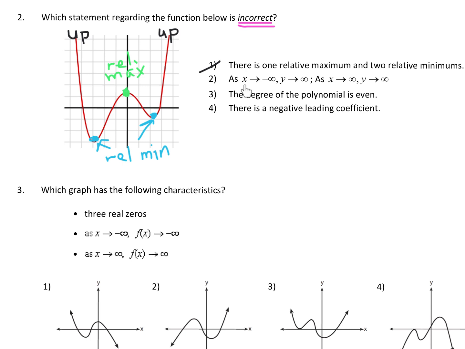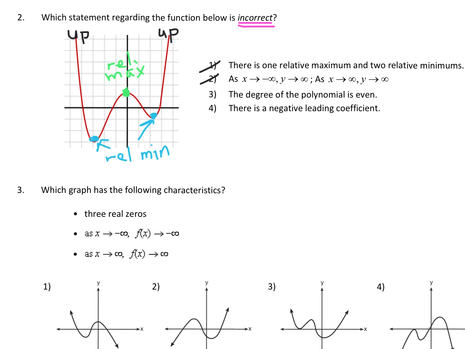So this says, as x approaches negative infinity, that means as we go to the left, y approaches positive infinity. The y values go up. That's true. When we look on the left, it goes up. Okay, as x approaches positive infinity, so as we go to the right, the y values go up. That's true as well. So choice 2 is not the right answer. We're looking for which is incorrect.